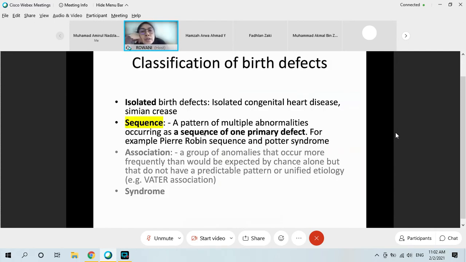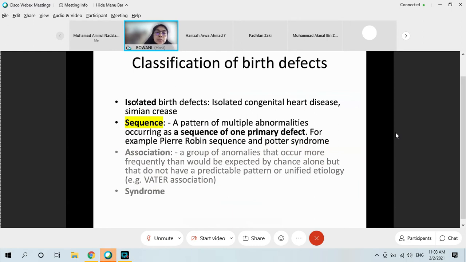Another way of classifying birth defects is whether it is isolated, a sequence, association, or syndrome. We have talked about syndrome just now. Otherwise, there is a group of people with isolated birth defect. It means that one birth defect is the only defect that he has. For example, somebody might have a ventricular septal defect, but that's the only problem. So this is isolated birth defect. Or a sequence. A sequence is when you have one abnormality, but this one abnormality leads to other anomalies. So you call it a sequence.